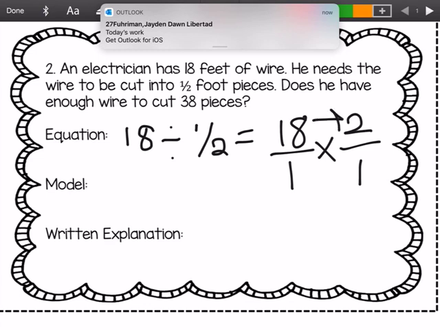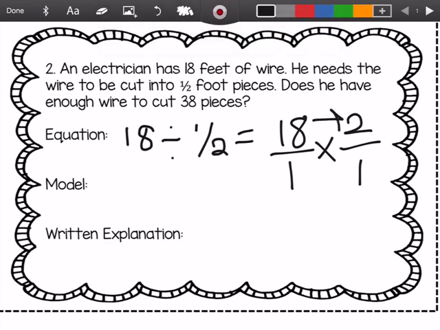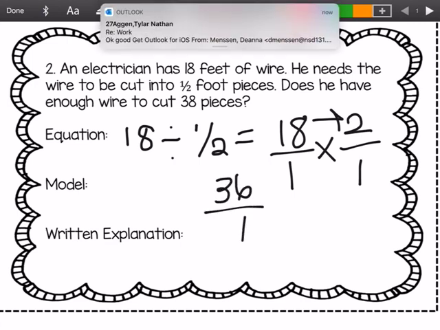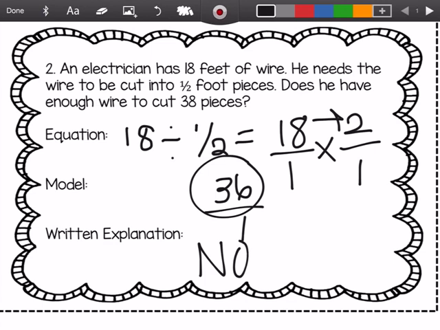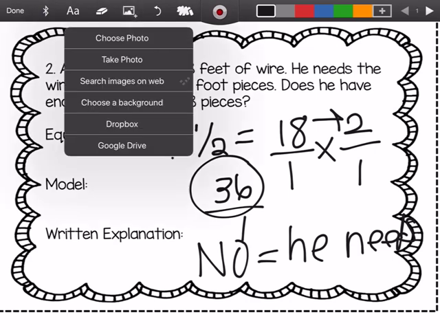I'm going to multiply straight across. 18 times 2 is 36/1. My answer is 36. Does he have enough to cut 38 pieces? No. He needs 2 more, doesn't he? Good. Okay, let's do another one.